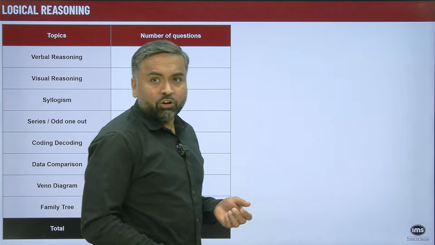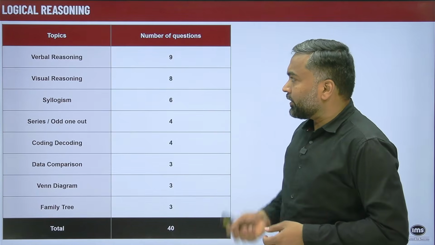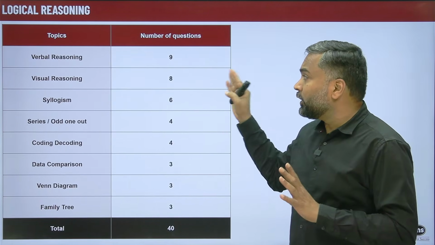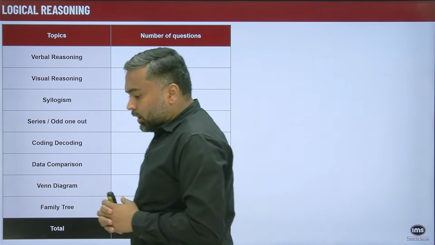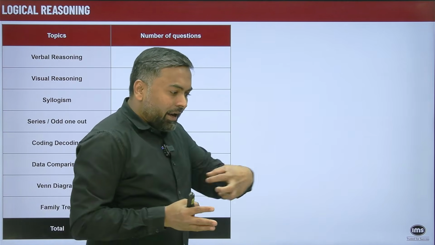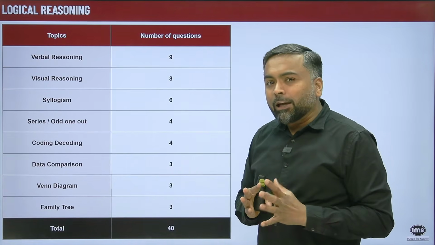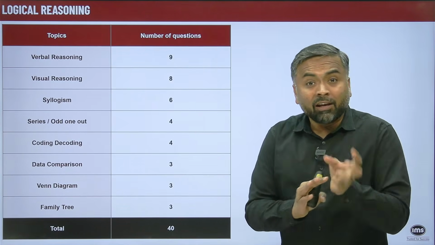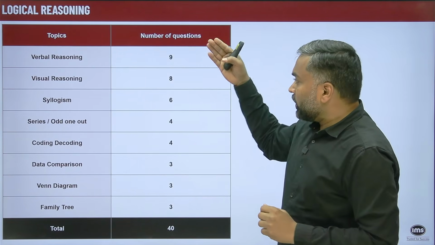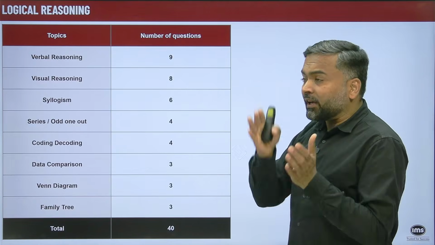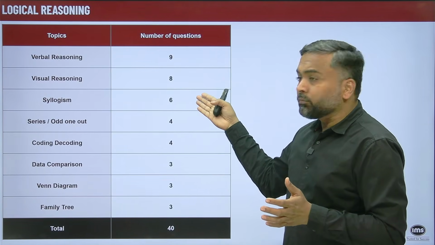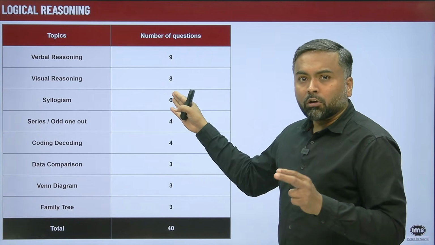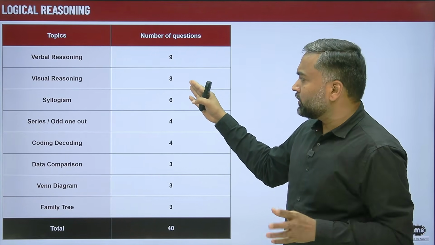Moving on to the next section, which is logical reasoning. You have around 8 to 9 verbal reasoning questions and roughly 7 to 8 visual reasoning questions. Out of 120, around 90 to 100 questions have 4 options. There are some questions which have 3 options, and some which have 5 options. The visual reasoning questions, all 8, have 5 options. Syllogisms will have 6 questions, and syllogisms will also have 2-sentence and 3-sentence questions.